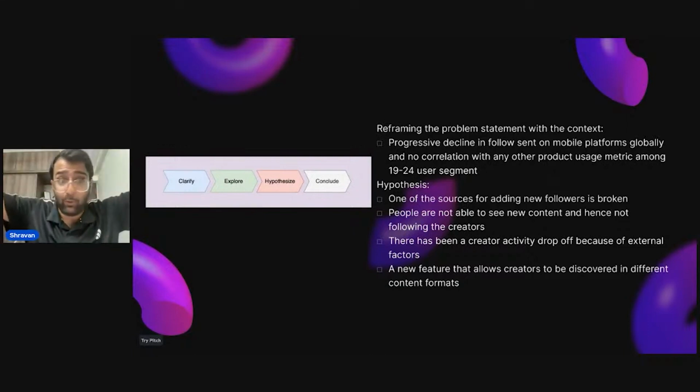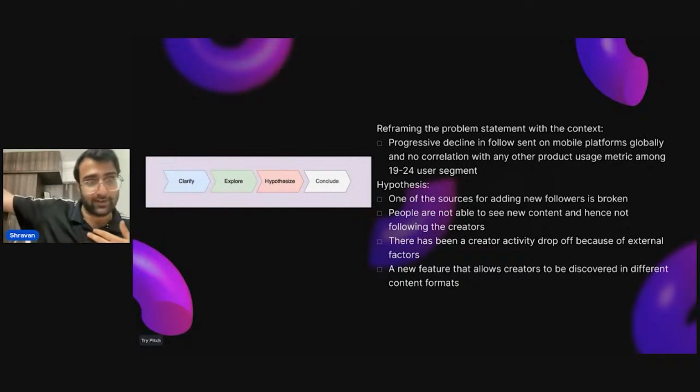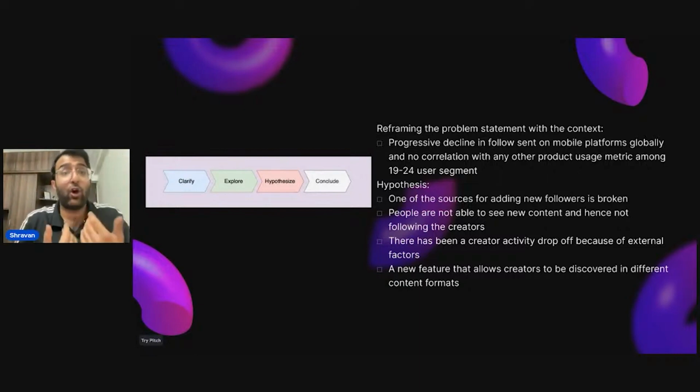अभी मैंने deep down नहीं किया इस hypothesis को. मैंने बोला ये reason हो सकता है कि creators content ही नहीं बना रहे तो follow क्यों करेंगे लोग उनको, right? That's second. Third is there is a creator activity drop due to an external reason कि creator छोड़ के ही चले गए platform से, right? Fourth, can I also build a feature through which creators can be discovered in different content formats? कि the current content format is not working, can I build some other content format, right? Like LinkedIn launched polls, LinkedIn launched images, videos, ABCD, whatever it is, right?